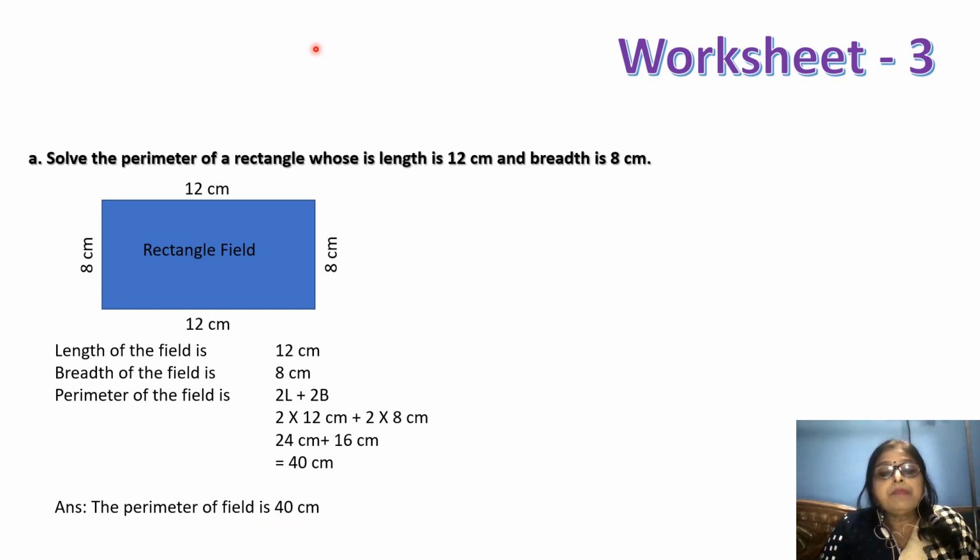So once again, my dear students, these are all the steps of this sum. First step, draw the diagram, then write down the measurement of the length, next the breadth of the field, then find out the perimeter, write the formula, and then put in the measurements according to the given question.